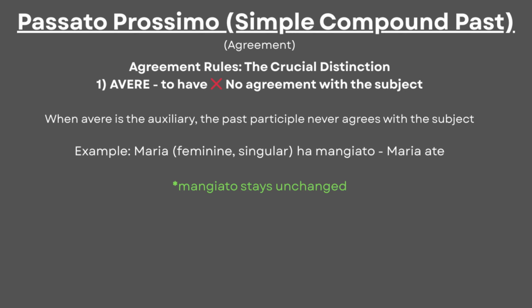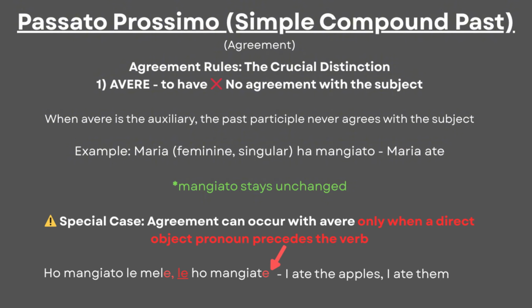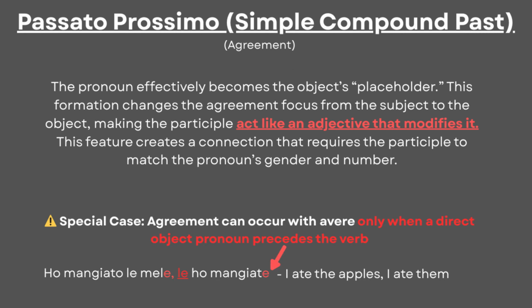However, there is a special case that I explained in my object pronoun video in Italian. Agreement can happen with avere only when a direct object pronoun precedes the verb, like saying "ho mangiato le mele, le ho mangiate." This agreement happens for a reason, because the pronoun effectively becomes the object's placeholder.